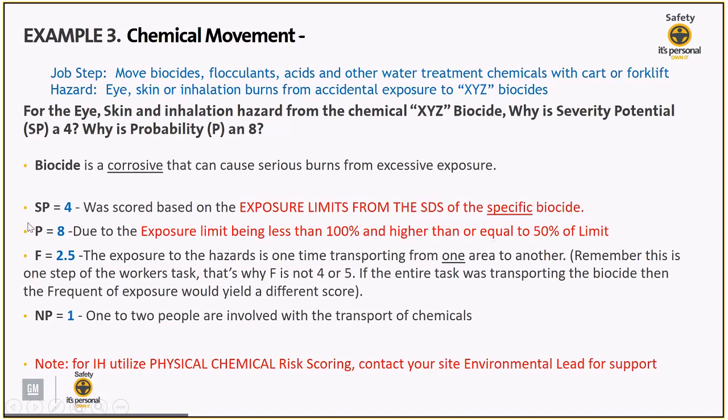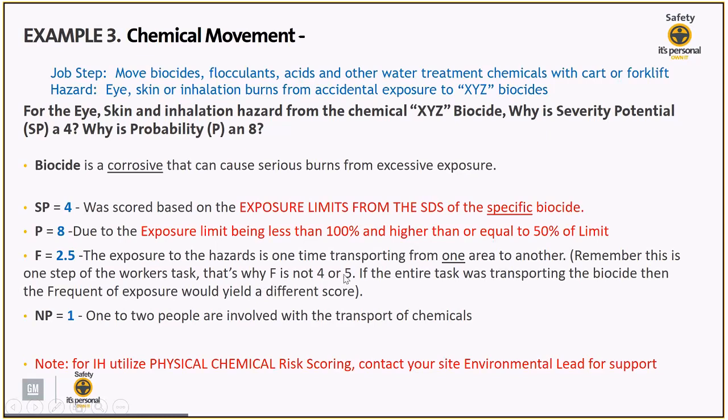We're saying probability of occurrence is an 8 due to the exposure limit being less than 100% and higher than or equal to 50% of the limit. We're saying frequency of exposure is 2.5, which is one time, because we're only transporting it to one area. Just a reminder that this is one step of the worker's task, which is why frequency of exposure is not a 4 or a 5.